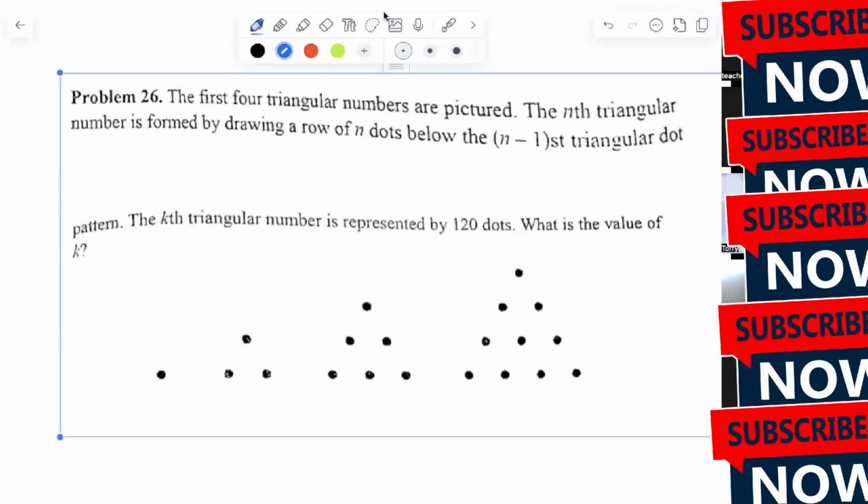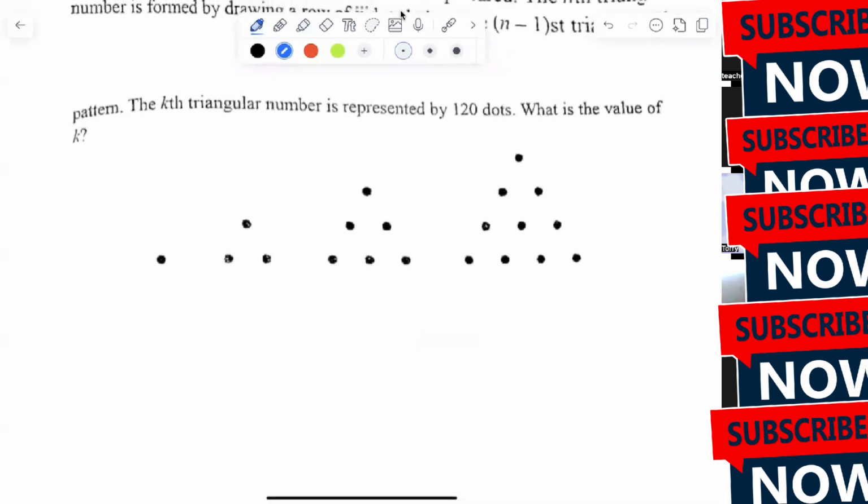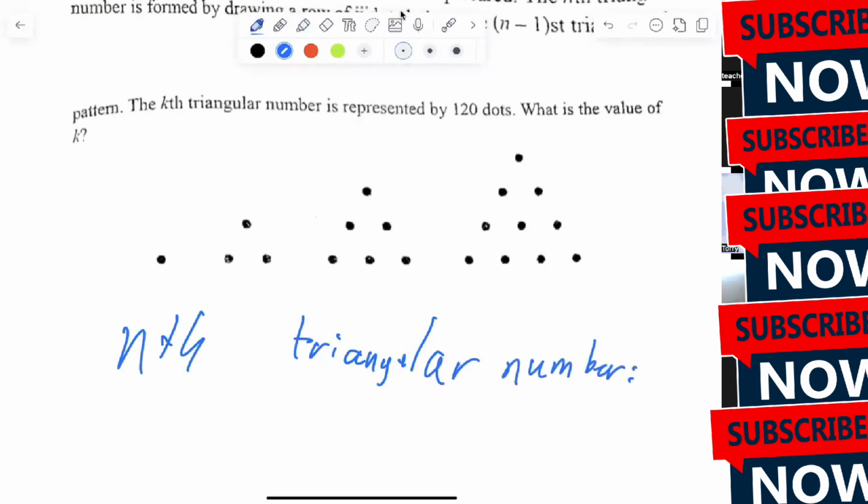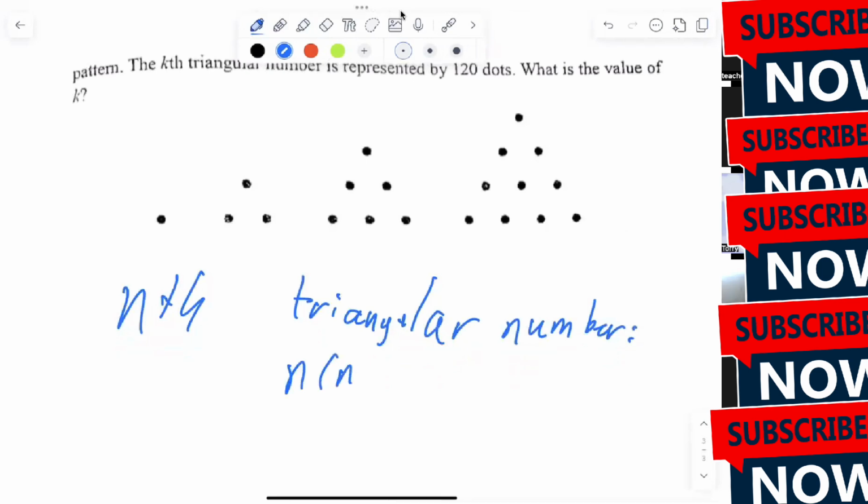Okay, so I got it right. So let's get started. The answer was indeed 15. So I said in the chat. So basically, remember that the nth triangular number is indeed n times n plus 1 divided by 2.